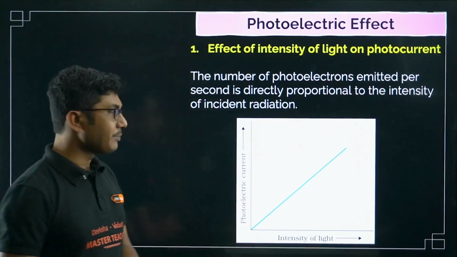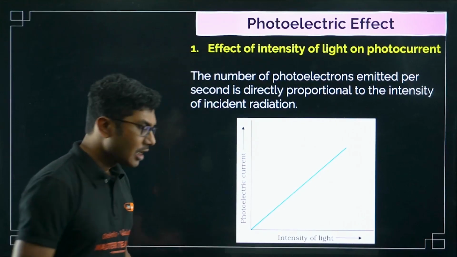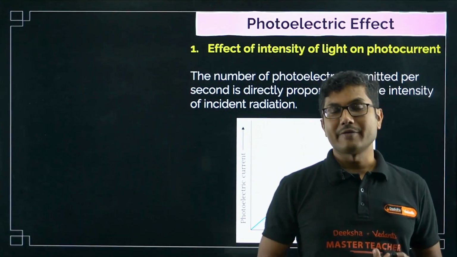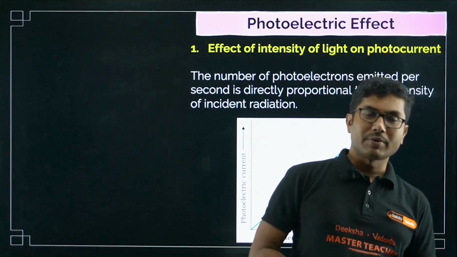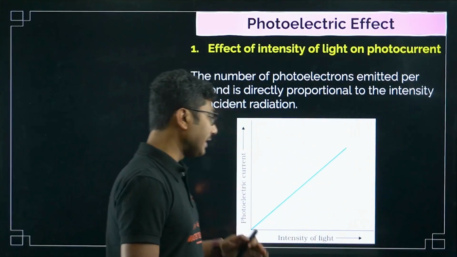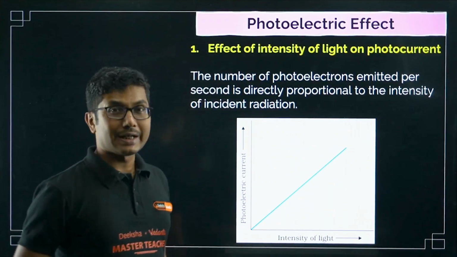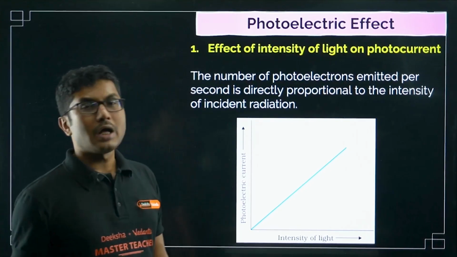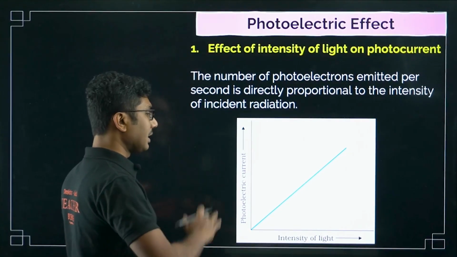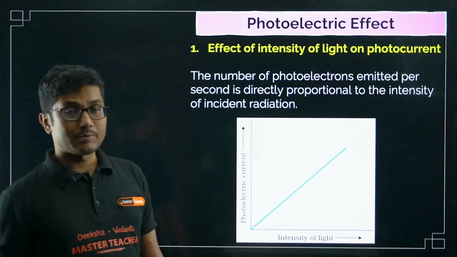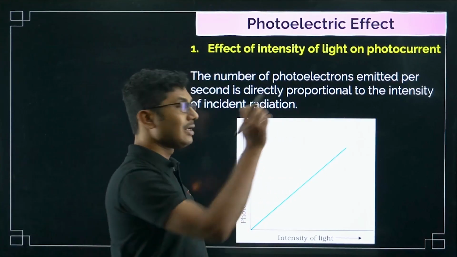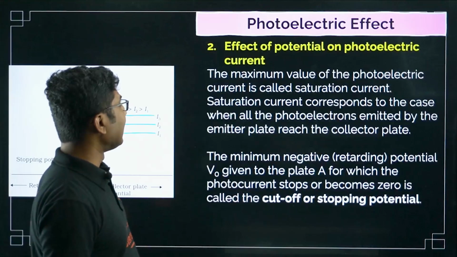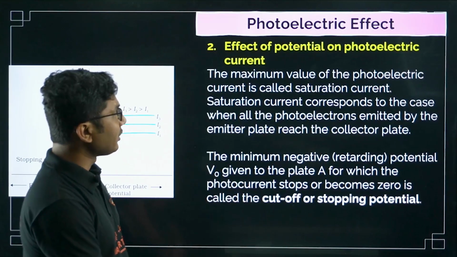Now these types of graphs you have to remember, because in the KCET exam they might give you graphs and you will be confused which type of graph is for what. So for intensity of light and photoelectric current, they are directly proportional. If frequency is not involved, then obviously photoelectric current and intensity of light are directly proportional, so it will be a straight line.